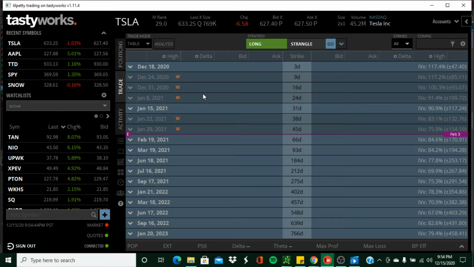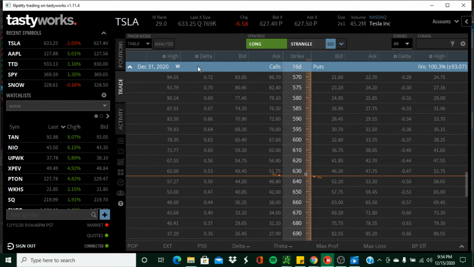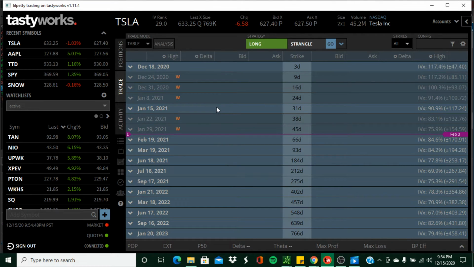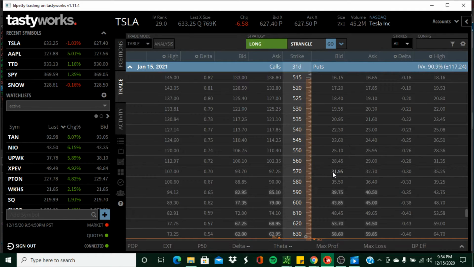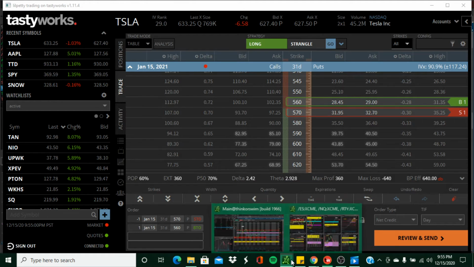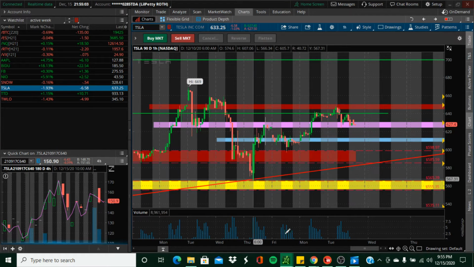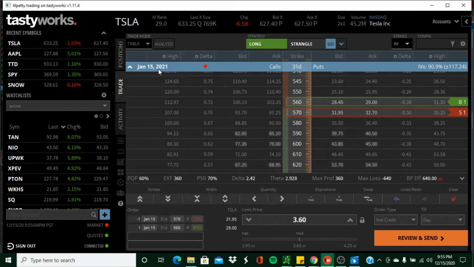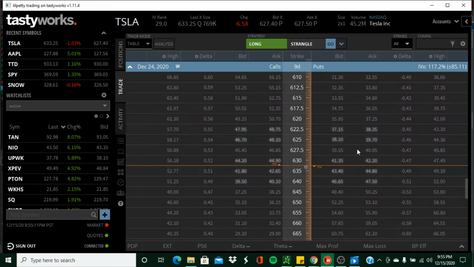The farther we go out, the more premium we'll get. But the shorter time, we'll go to 30 days. So 570, 560. We collect $360. We pay $640. And as long as Tesla stock does not close down here by January 15th, we get to keep that $360. And you can do this every week. You can keep rolling them.